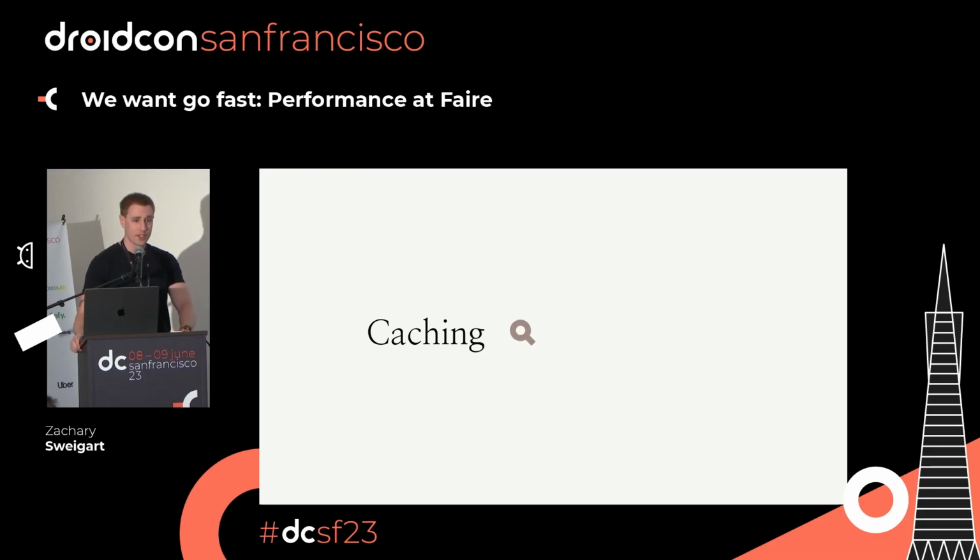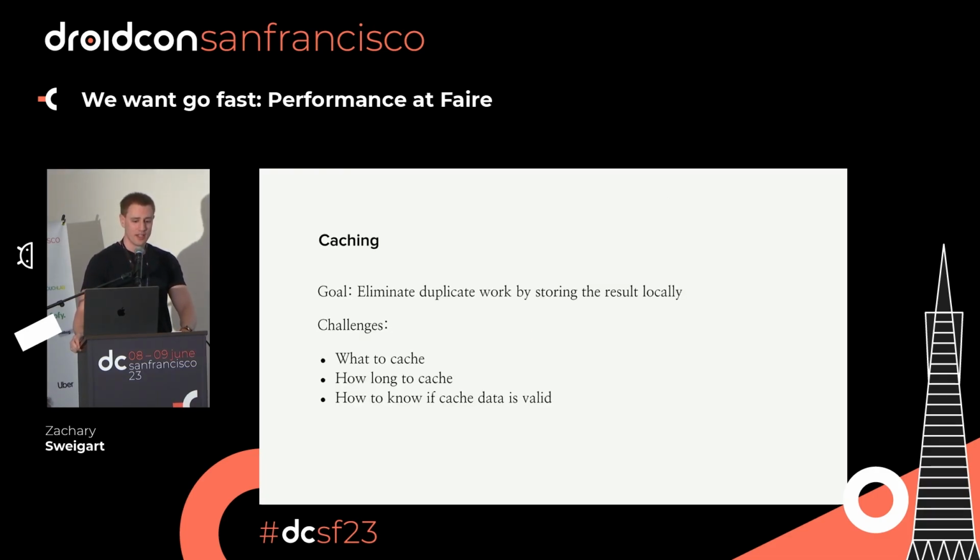All right, next we can look at caching. So the general idea of caching is to eliminate duplicate work by storing the result in a locally more accessible, faster area. And the challenges you'll face when you start thinking about caching are what do you cache, how long do you cache it for, and how to know if the data in the cache is valid. You know, as the saying goes, there's only 2 hard things in computer science, cache invalidation and naming things. So when we started thinking about caching, we wanted to look at where can we get the most bang for our buck, and we started with the network.